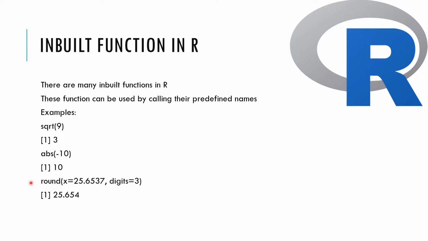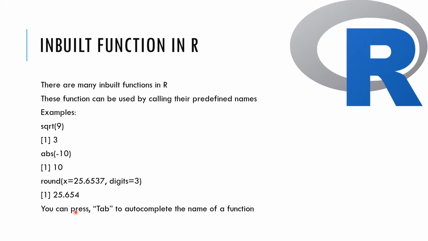Similarly, there is a function called round. So x, the first argument, is the value itself. Here we have entered 25.6537 and we want the rounded value up to 3 digits. So this is another argument in this function and therefore you see the result here, 25.654. So it has rounded the 37 to 4.